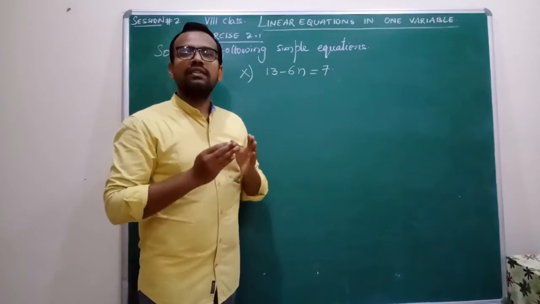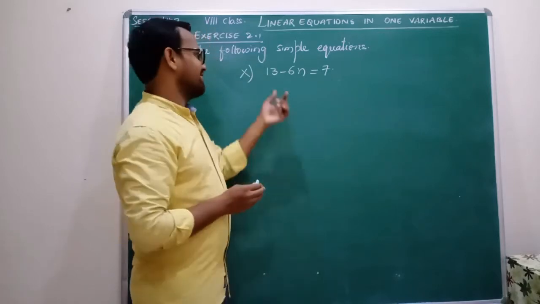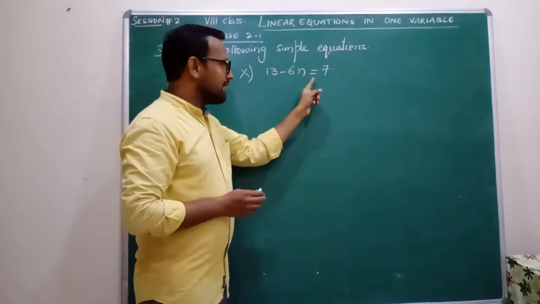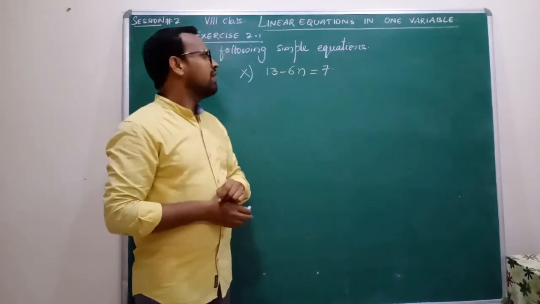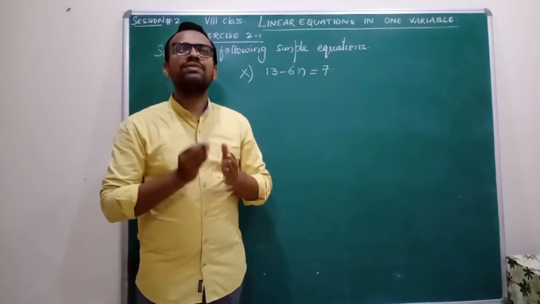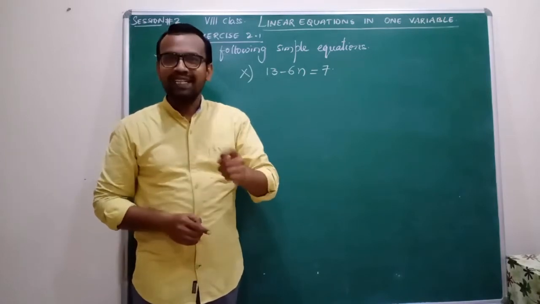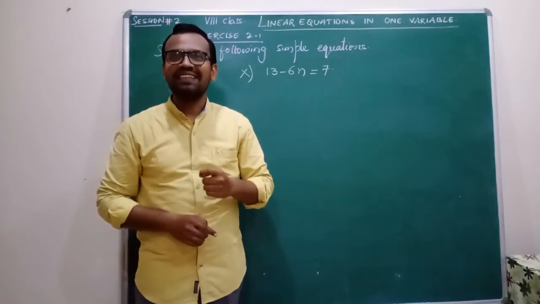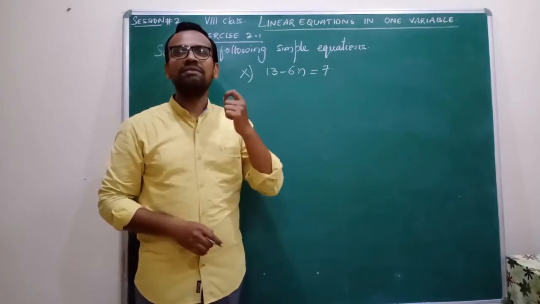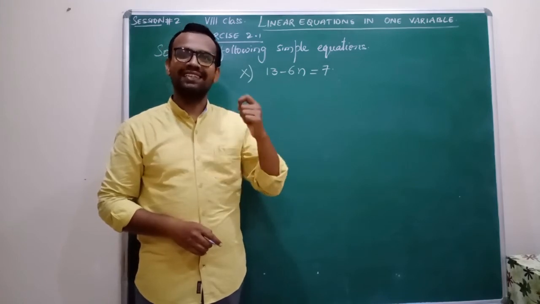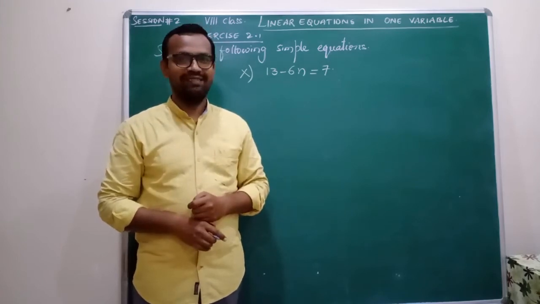The 10th equation is 13 minus 6n is equal to 7. Now we need to solve this one, which means we need to find the solution for this. Once again I am telling you, finding the solution of a simple equation is nothing but finding the value of the variable present in it, for which LHS is equal to RHS, right?